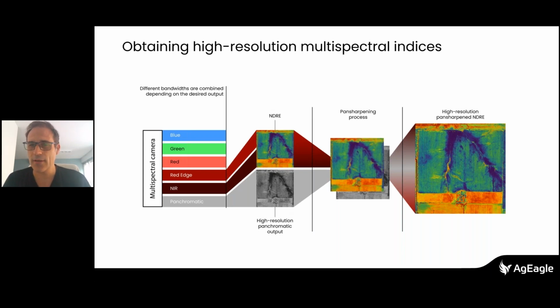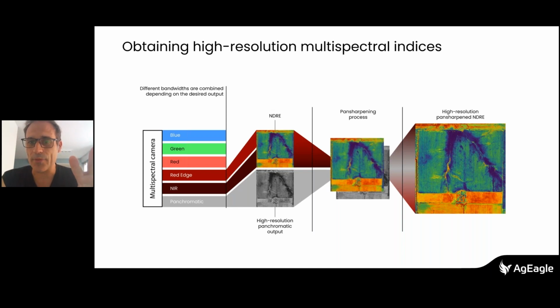So actually, if you want to have the same pixel size for the NDRE and the panchromatic band, the image would be much bigger, of course. Yeah, because the panchromatic band for the RedEdge-P has double the amount of megapixels than the multispectral bands.